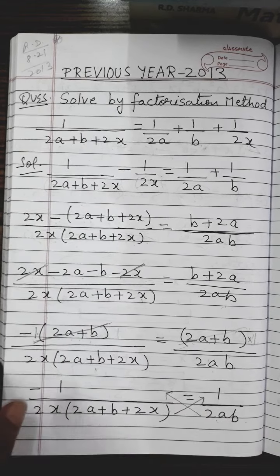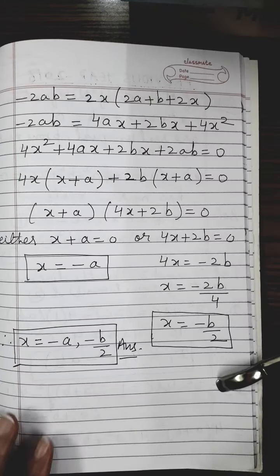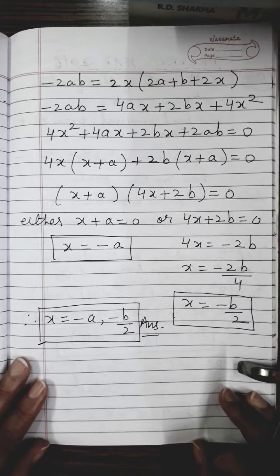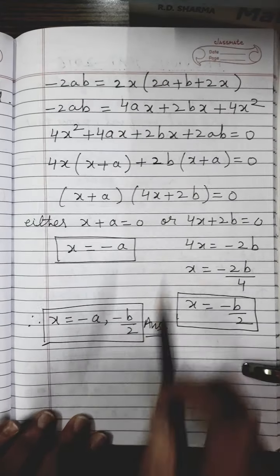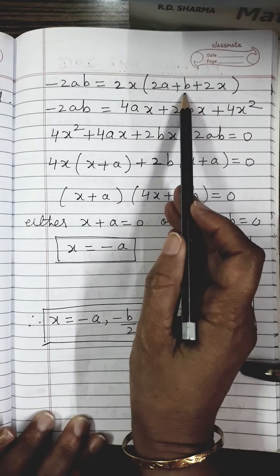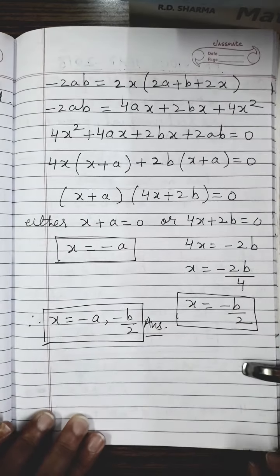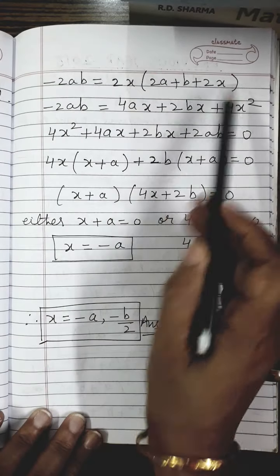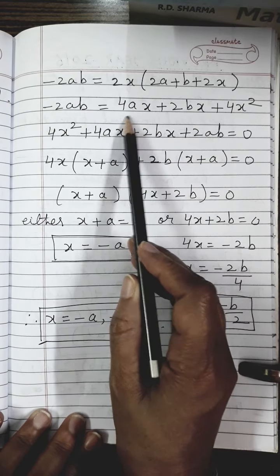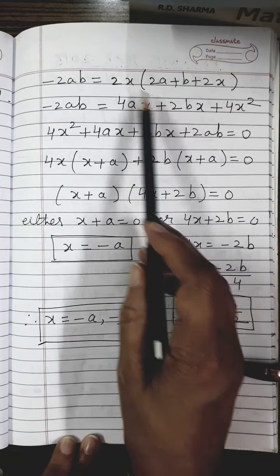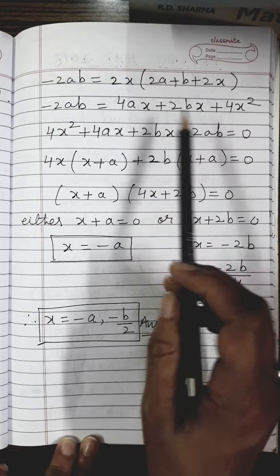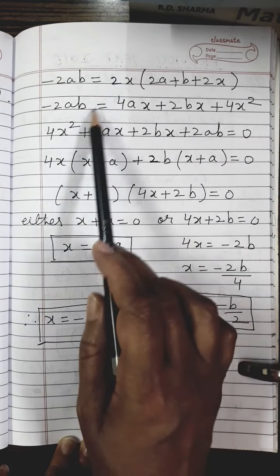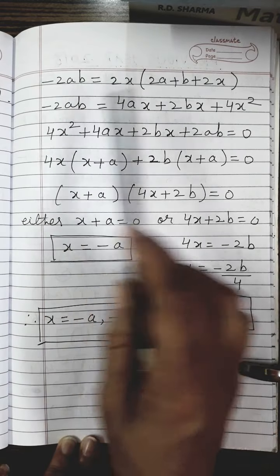So in the next step, how will I write? Minus 1 into 2ab will give you minus 2ab, and the other side will become 2x into 2a plus b plus 2x. Now what next? This left side is as it is, open the bracket. 2x into 2a, 4ax, plus 2x into b, 2bx, plus 2x into 2x, 4x square, right? Now I will bring this left side term on the right side.